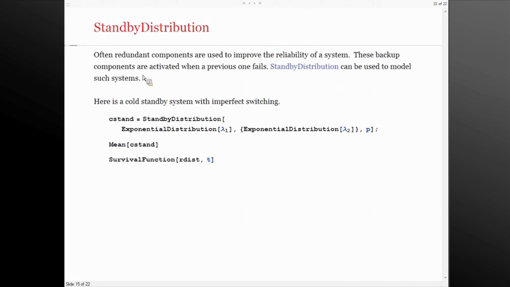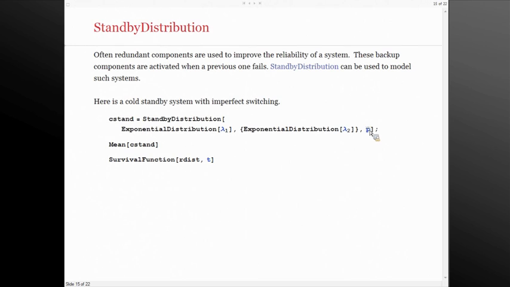These backup components are activated when one of them fails, and here what we're going to see is a cold standby system with imperfect switching. So standby distribution lets us work with cold and warm standby. Cold standby means that the component doesn't start to decay until it's actually been activated, whereas warm standby means that it's actually decaying as soon as the whole system's activated.